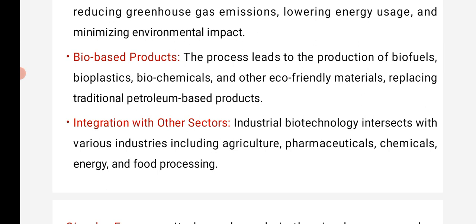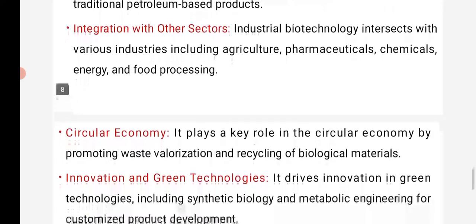So this includes the agriculture field, plant-related work, pharmaceuticals, the medical field, and also chemicals, energy, and food processing. So, integration with other sectors. Industrial biotechnology is not only involved in the biotechnology field, it intersects various industrial fields, like agriculture, pharmaceuticals, chemicals, energy, and food processing.